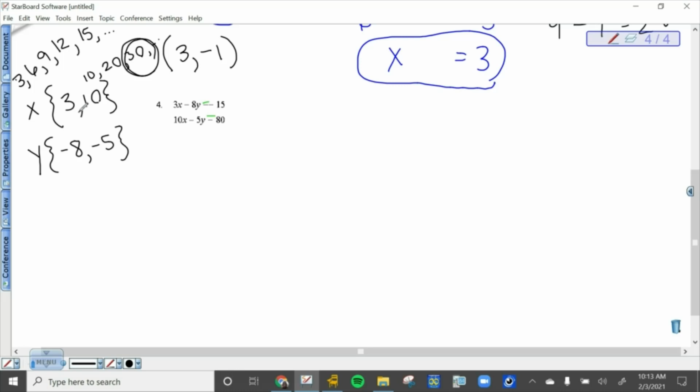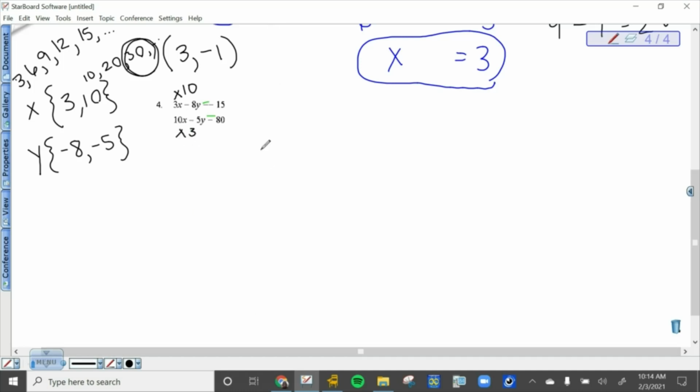Don't multiply both equations by 30. You want to multiply both equations so that the coefficient of x is 30. So what do we need to multiply 3 by to get to 30? 10. And what do we need to multiply 10 by to get to 30? 3.